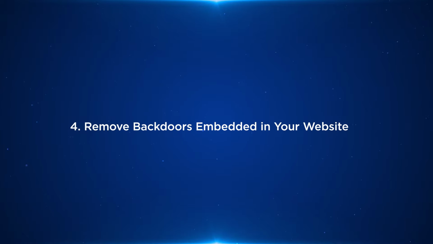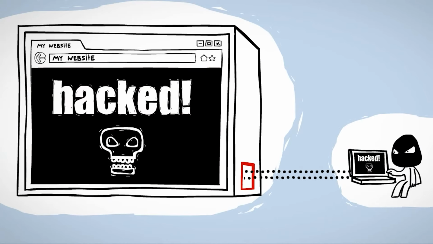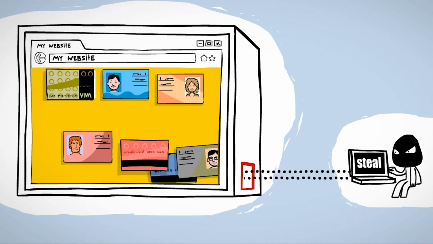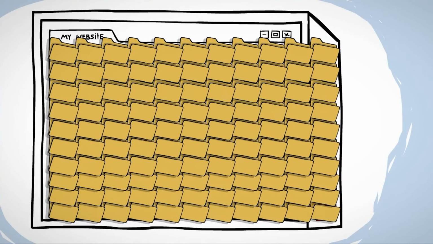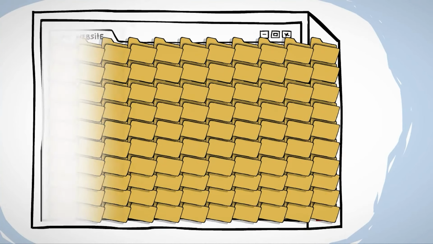Number 4, remove backdoors embedded in your website. The worst part about a manual cleanup is having to look for backdoors. Backdoors are essentially small code snippets that allow a hacker to regain access to your website even after you've cleaned it. Backdoors are tricky to find because they are usually hidden in regular code as well.